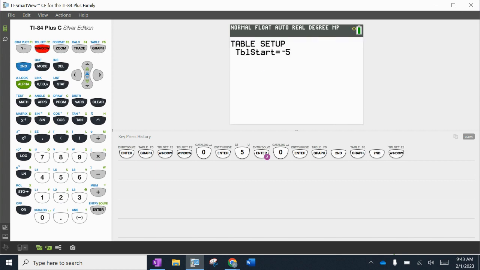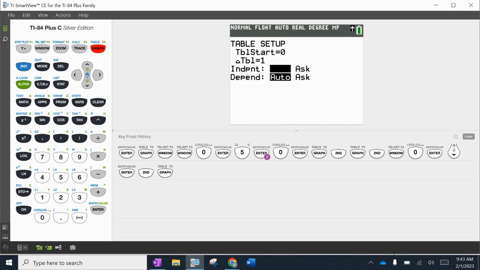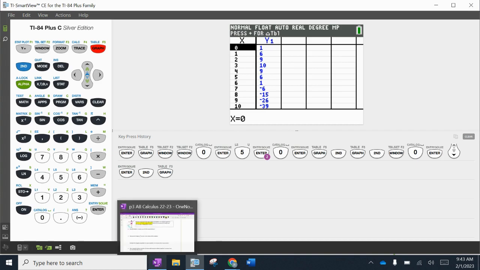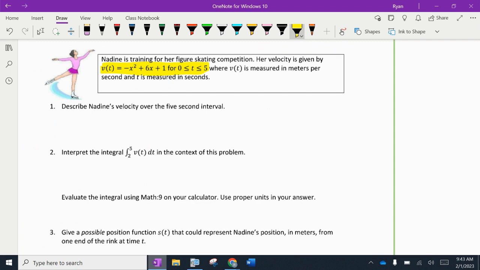Go to table set. Start at 0, and I'm going to make it to be auto instead of ask. So back to the table. So my velocity at 0 seconds, 1, 2, at 3 seconds, then it starts going down. I can see the nice symmetry with these. So at t equals 3, we get our maximum velocity. What would the label of that be? Velocity is in meters per second.